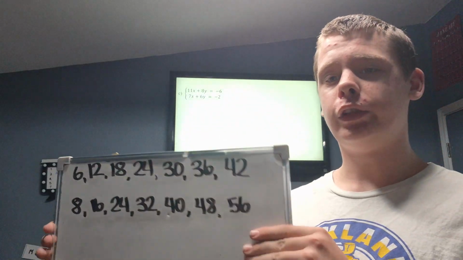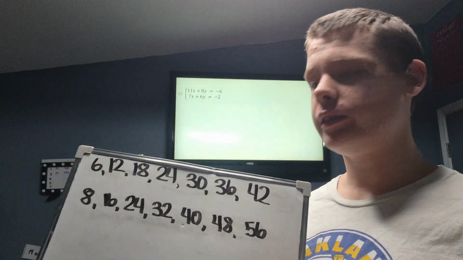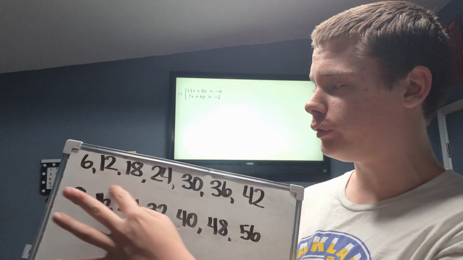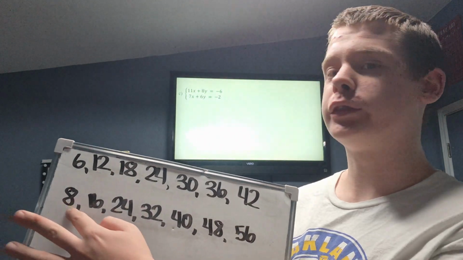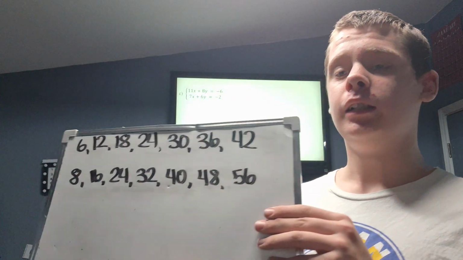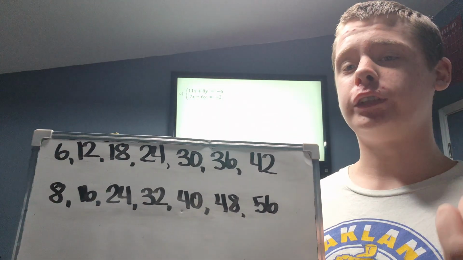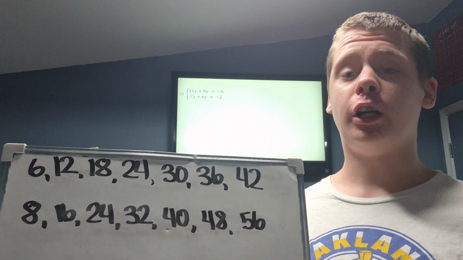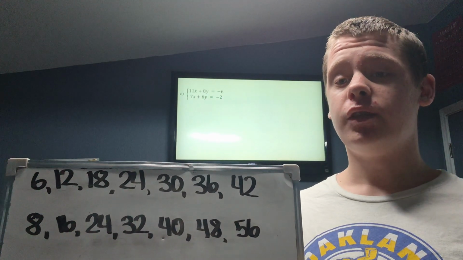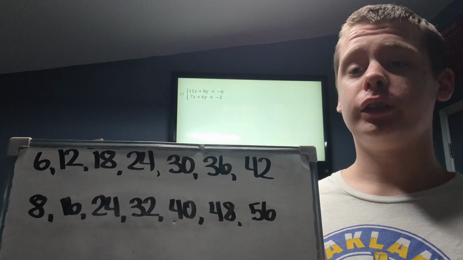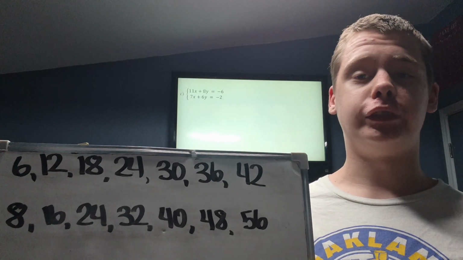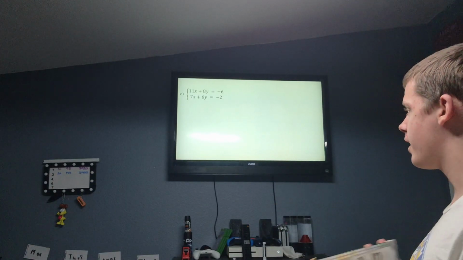Okay, so look at the multiples of 6 and 8. The top numbers are the multiples of 6. The bottom numbers are the multiples of 8. So, the multiples of 6 are 6, 12, 18, 24, 30, 36, 42. And the multiples of 8 are 8, 16, 24, 32, 40, 48, and 56. Let's get back to the video.